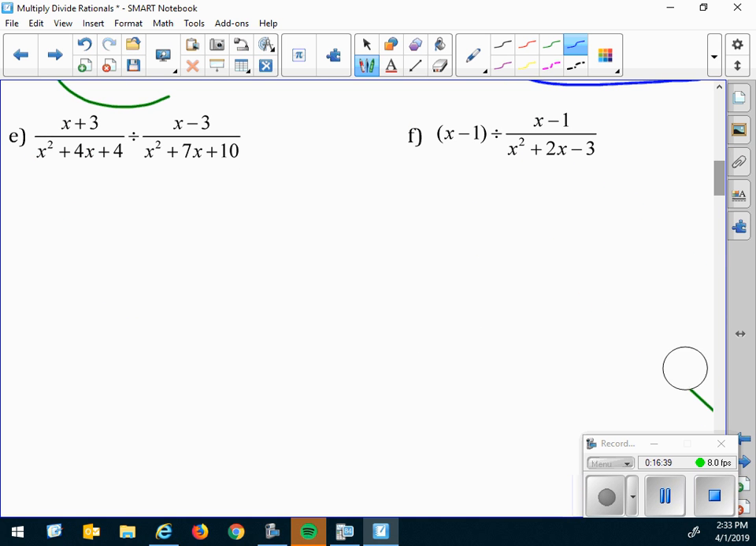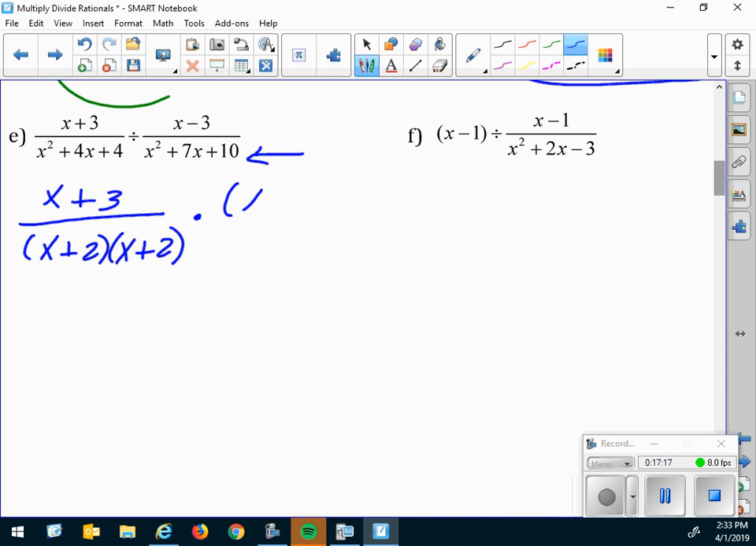Okay. Here we go. Do I have to do a reciprocal? Do you do the reciprocal on the first fraction or the second one? Yeah, the one that you're dividing by, which is the second one. x plus 3 over x plus 2 times x plus 2, yes. x plus 2 times x plus 5, good.